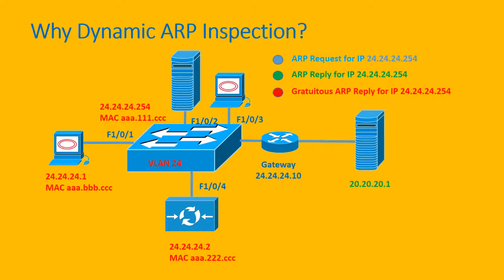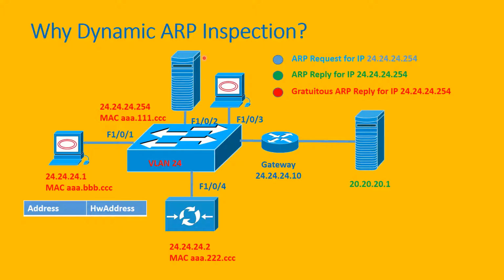Let's analyze the following scenario when this client computer is trying to send a packet to this server. First of all, the client will check its ARP table for the MAC address of the server, and it finds that the ARP table is empty. So it has to send the ARP request for the MAC address of the server, and the ARP request is flooded to all the ports of the switch.